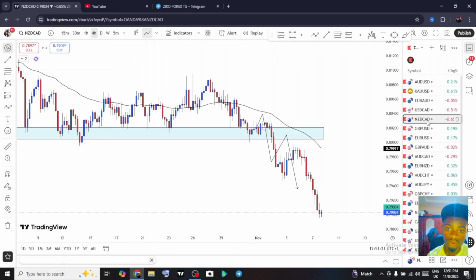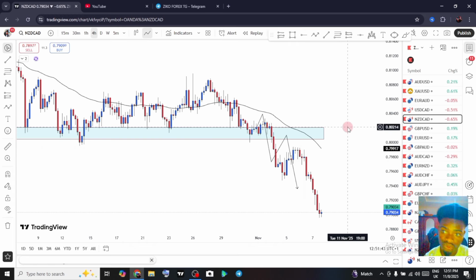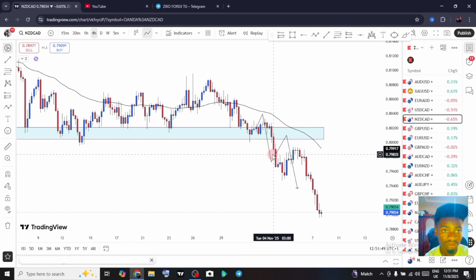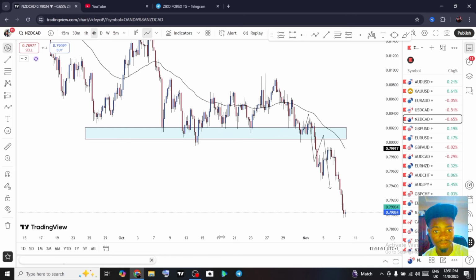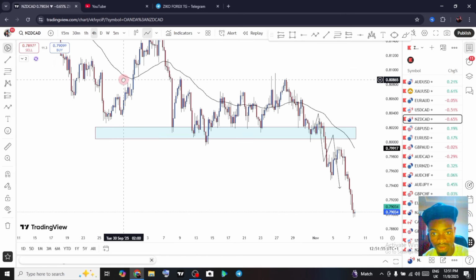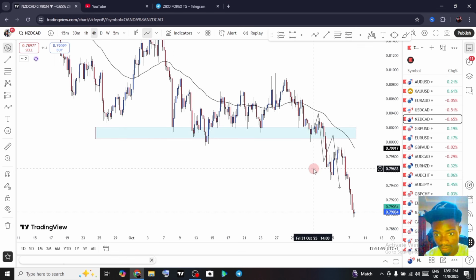NZD CAD, next pair. Let us see what we have. NZD CAD left us, right? So we were waiting for a break and retest. Price didn't necessarily get to area of interest, right, before giving us the engulfing. And maybe I was just trying to be too careful. Plus, I was already on a trade on AUDUSD, so we just missed this one. That is just so sad because I've been waiting for this trade for long actually, right? You guys watched the last video, you understand what I'm talking about.